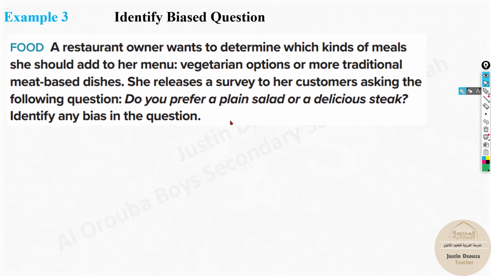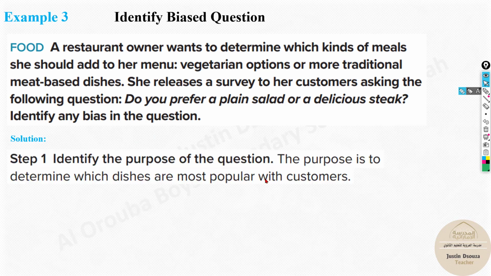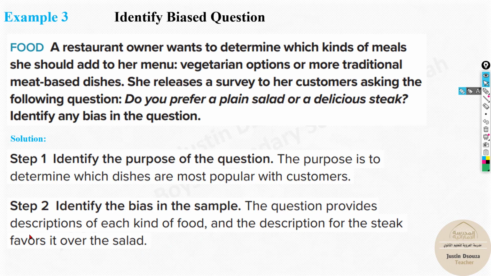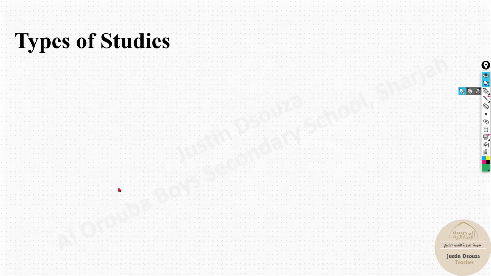is not so. The solution is to identify the purpose of the question. The purpose is to determine which dishes are most popular with the customer so that they can add more to their menu. Identify the bias. The question provides a description of each kind of food. The description here, for the steak, it's delicious and more favorable than the salad, which is very plain and bland. So that's about this question.